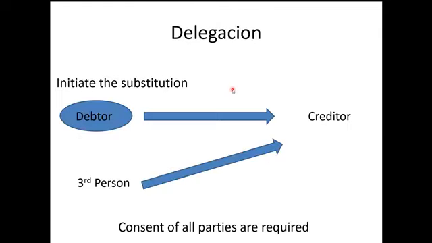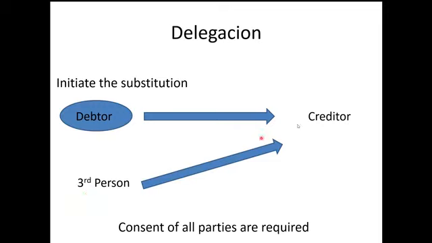How about doon sa delegasyon? Okay, sa delegasyon naman, ang nag-initiate ng substitution yung debtor. Bawa, debtor, creditor, third person to. Nag-propose yung debtor kay creditor. Sabi niya, Mr. Creditor, I have a proposal. Let us extinguish my obligation by creating a new debtor. Ito yun. And all of them agree.